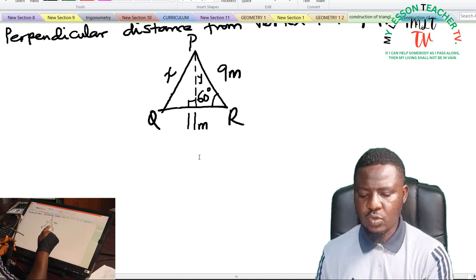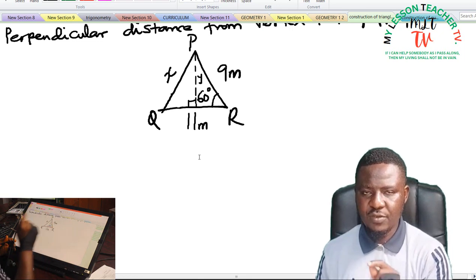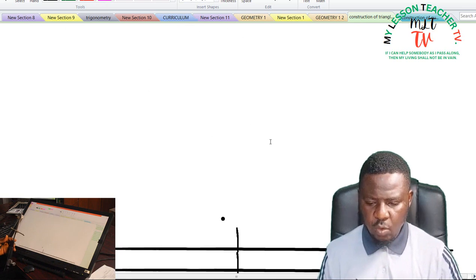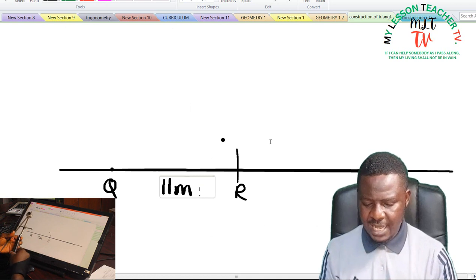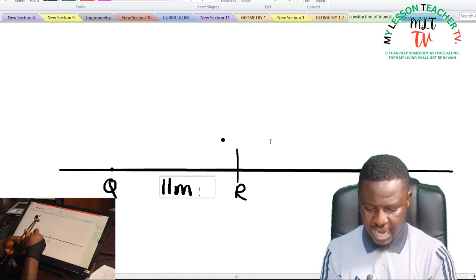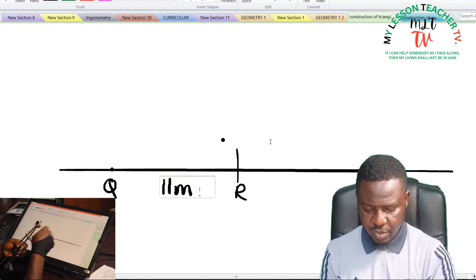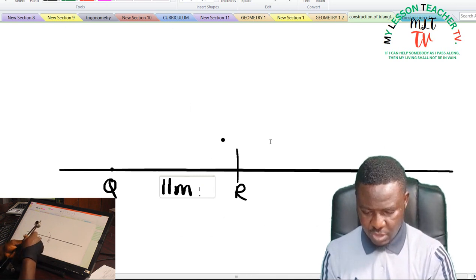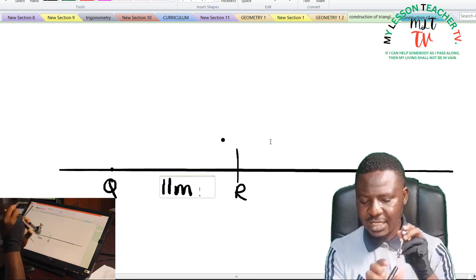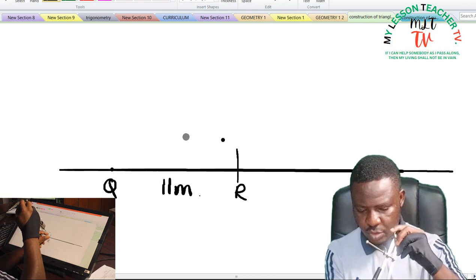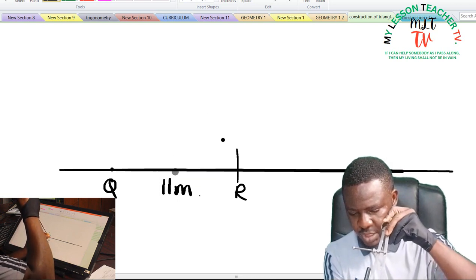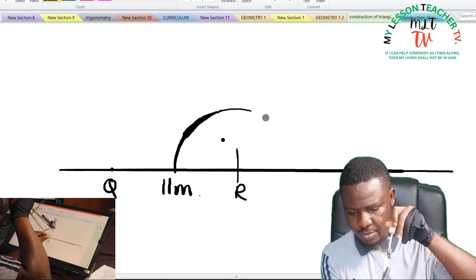Now, we need to construct angle 60 degrees on R so that we can get point PR, which is given to be 9 meters. So we shall go to R with R as center. Let's construct 60 degrees. And how do we construct angle 60 degrees? With R as center, you pick any convenient radius and construct a semicircle. So this is going to be my semicircle.